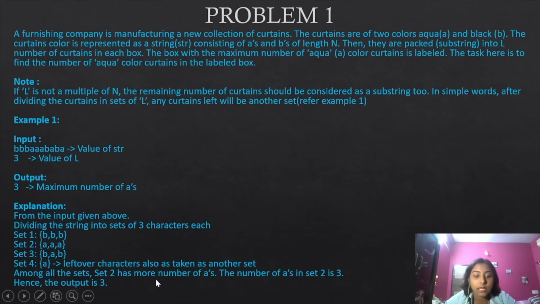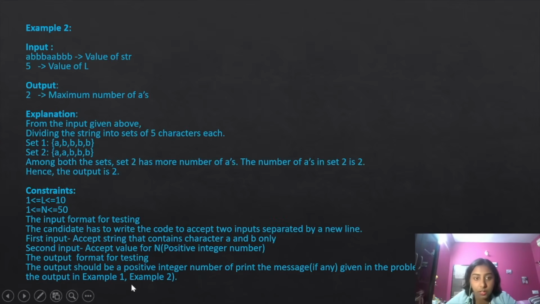Among all the sets, set 2 has more number of A's. Obviously, we can see that set 1 has 0 A, set 2 has 3 A's, set 3 has 1 A, and set 4 has 1 A. So, which has the highest number of A's? It will be set 2. So, the number of A's in set 2 is 3. Hence, the output is 3.